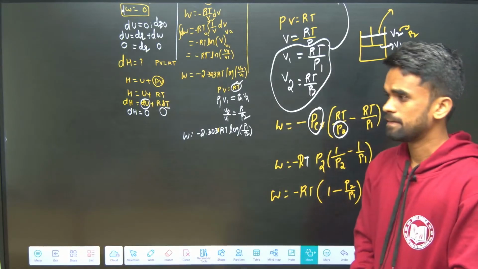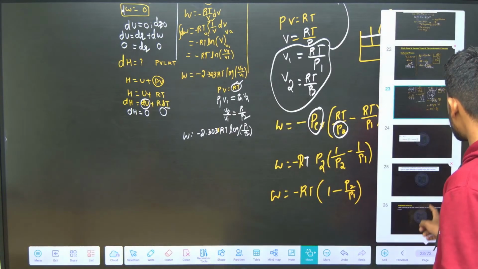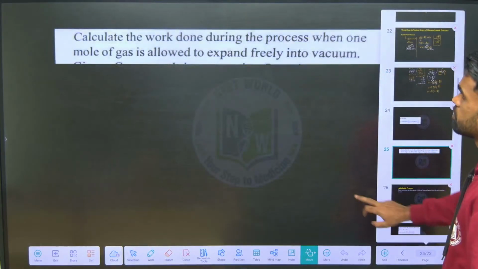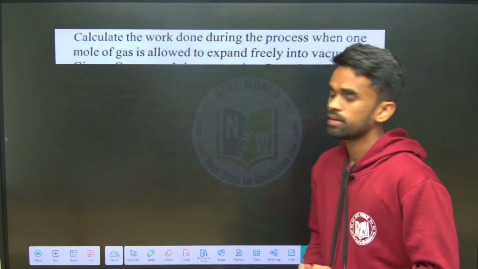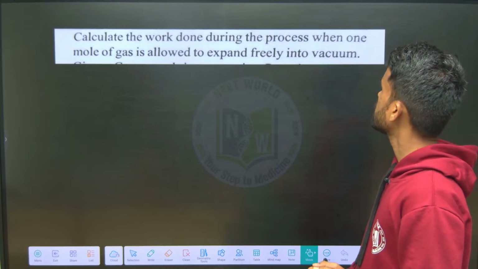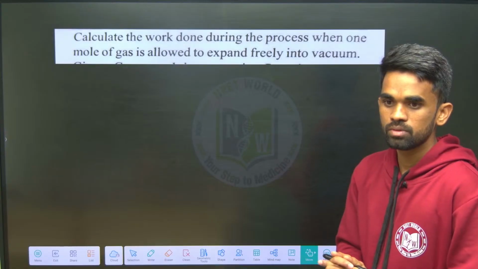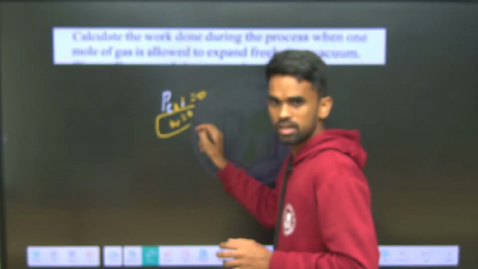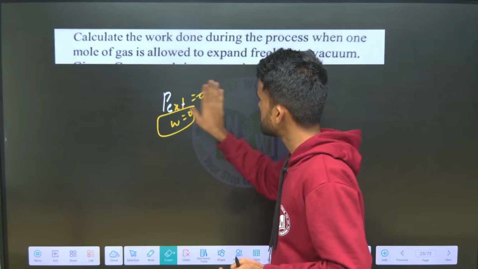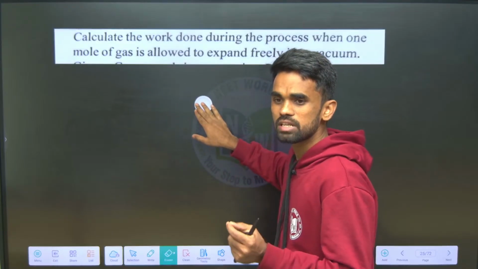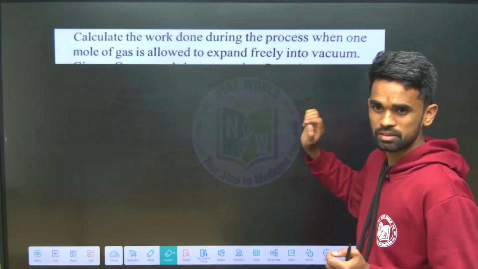Now tell me, what's your answer for this question? Calculate the work done during the process when 1 mole of ideal gas is allowed to expand freely into vacuum. Whenever the word is vacuum, it's a free expansion. External pressure will be 0, therefore work done will also be 0. Is this clear? Simple. This question is asked multiple times, so you just need to use your common sense to see what they are saying here.